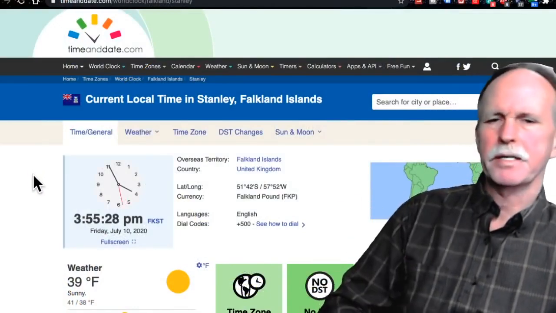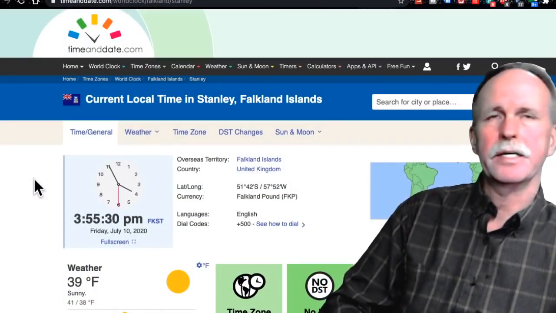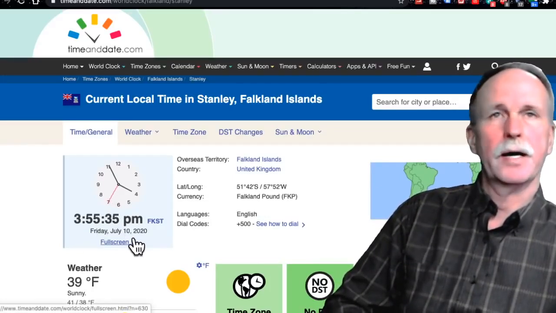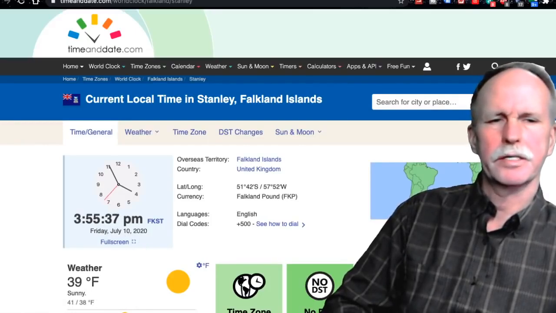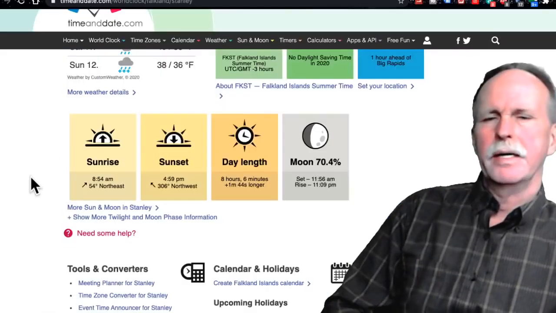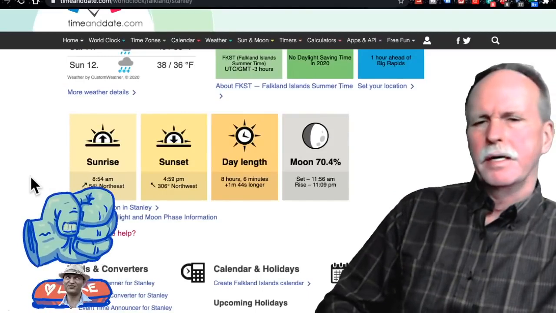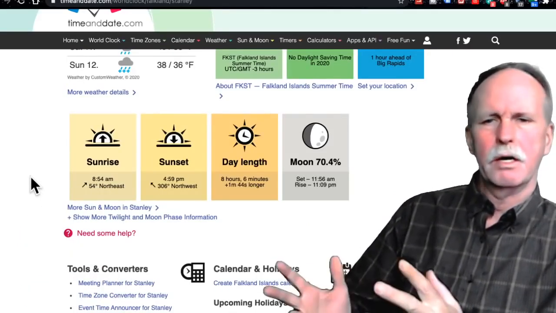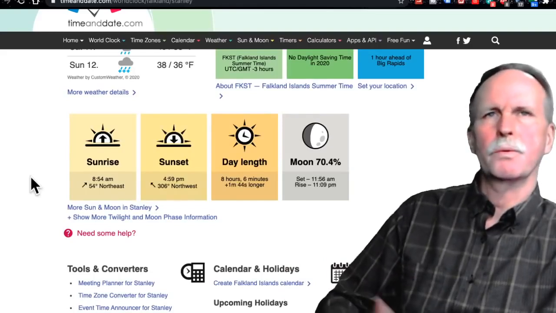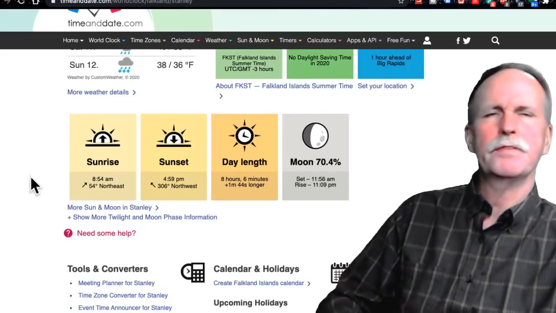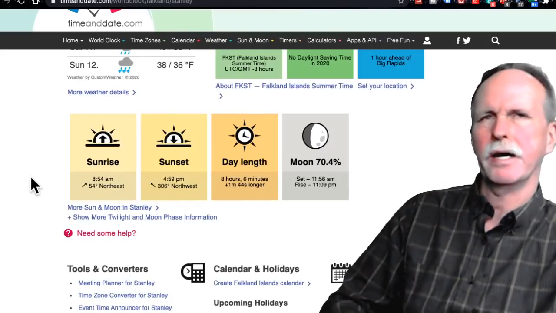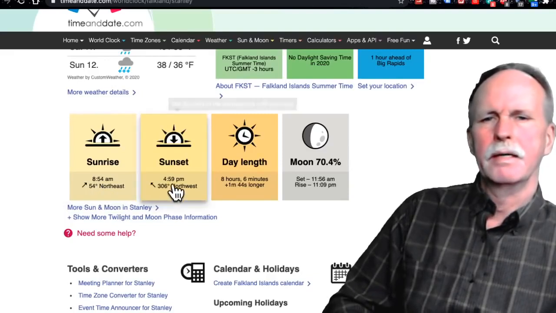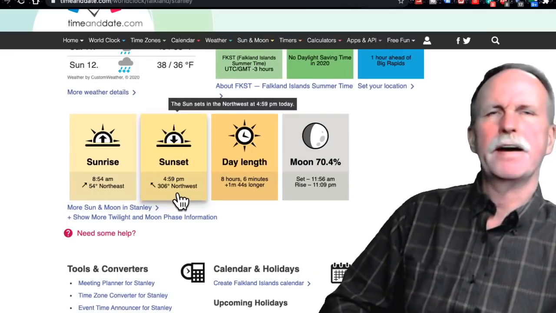Now right now it's about 2:55 p.m. on July 10th here in Michigan. It's 3:55 p.m. July 10th in the Falkland Islands because they're just a little bit east of us. Now here's something that's kind of interesting. They had a sunrise to the northeast this morning as well, almost exactly the same as ours. We were 58 degrees, they're 54, but they're a little further east than we are. And their sun came up at 8:54 a.m. And tonight it will set at about 5 p.m.